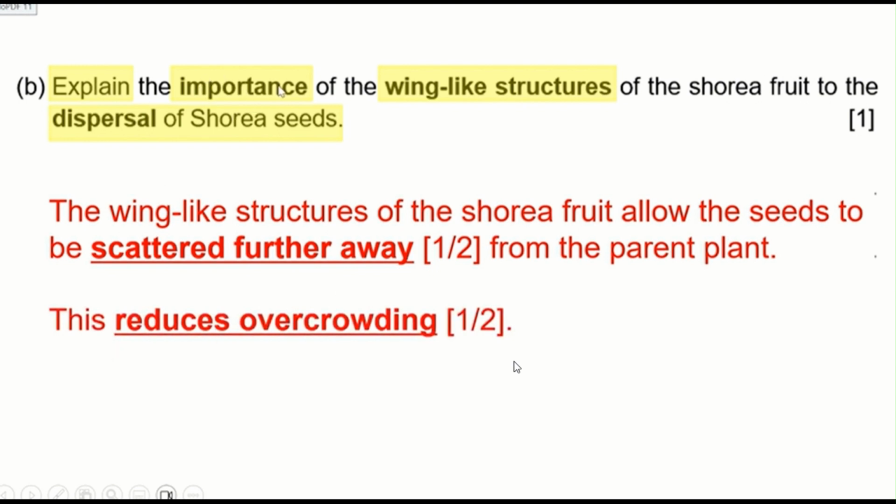And how is it important? Why is this being scattered away important? Because it allows the shora plant to reduce the chance of overcrowding by being scattered further away. So for this question, we have explained the importance of the wing-like structures to the dispersal of the shora seeds.